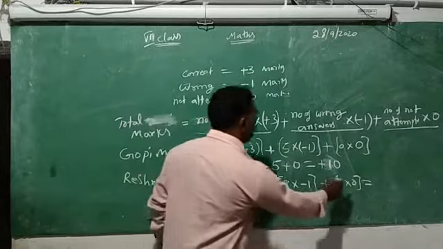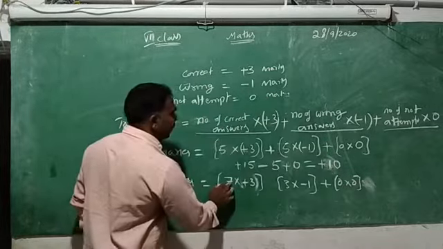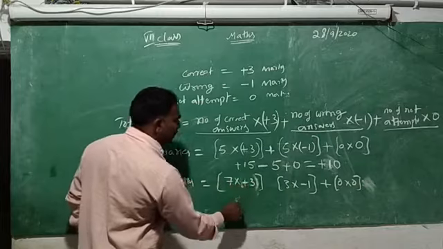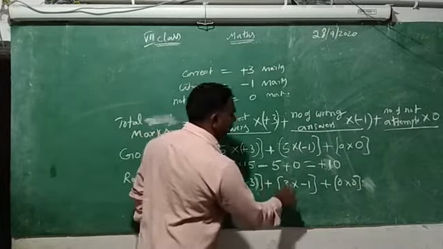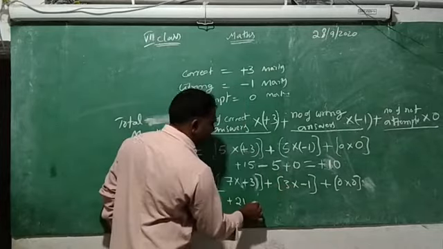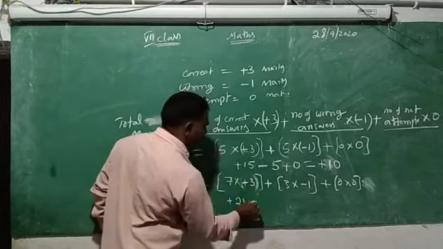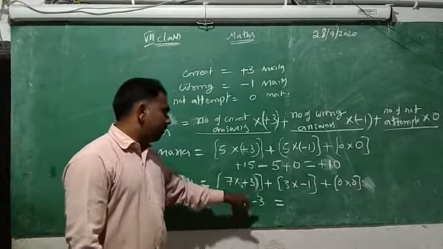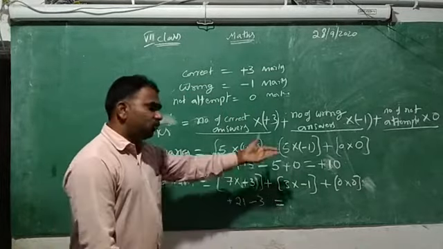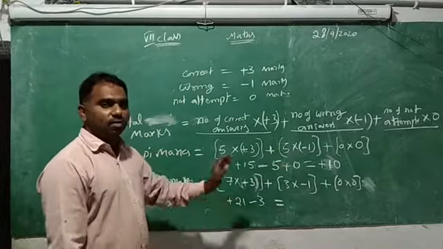See how do you get the answer here? 7 into +3. Plus into plus is plus. 7 3s are 21. Plus 21. And here plus into minus. 3 1s are 3. So -3. So first one +21, second one -3, and last one 0. So we can neglect this 0.